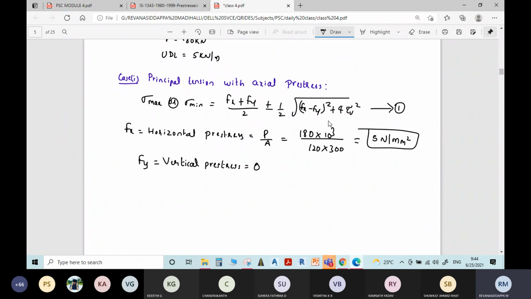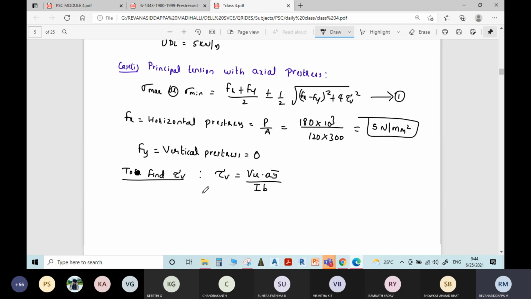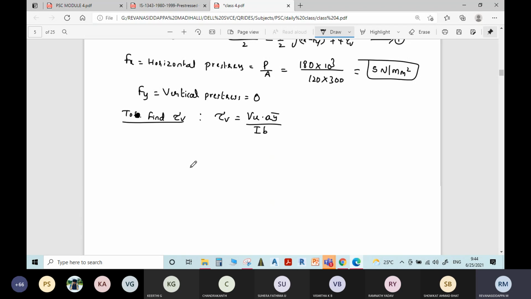Okay. Then we need to find tau v. To find shear stress, tau v, we have the formula. Tau v is equal to Vu into Ay bar divided by I b. Okay. Calculate Vu.